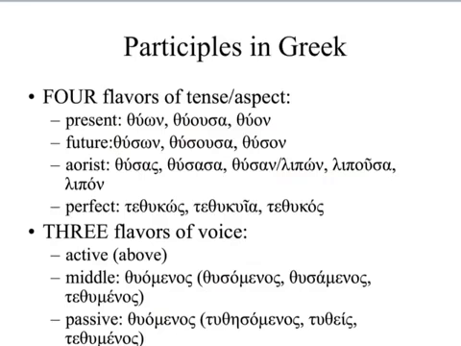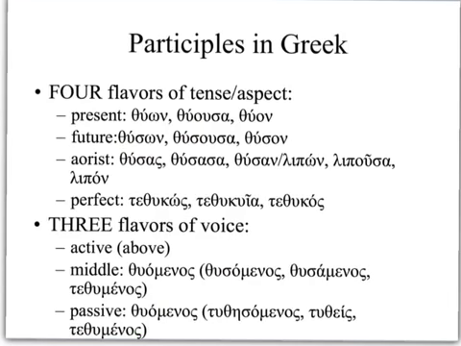In the present, thuomenos, they're the same. The passive future is formed on the future passive stem, tuthēsomenos. The aorist passive is formed on the aorist passive stem, tuthentes. And the perfect is formed on the perfect stem, tethumenos.